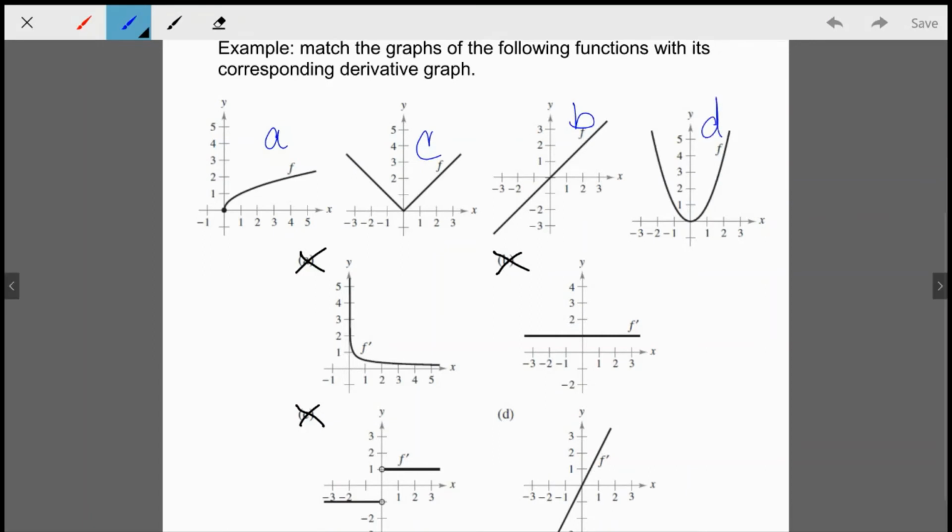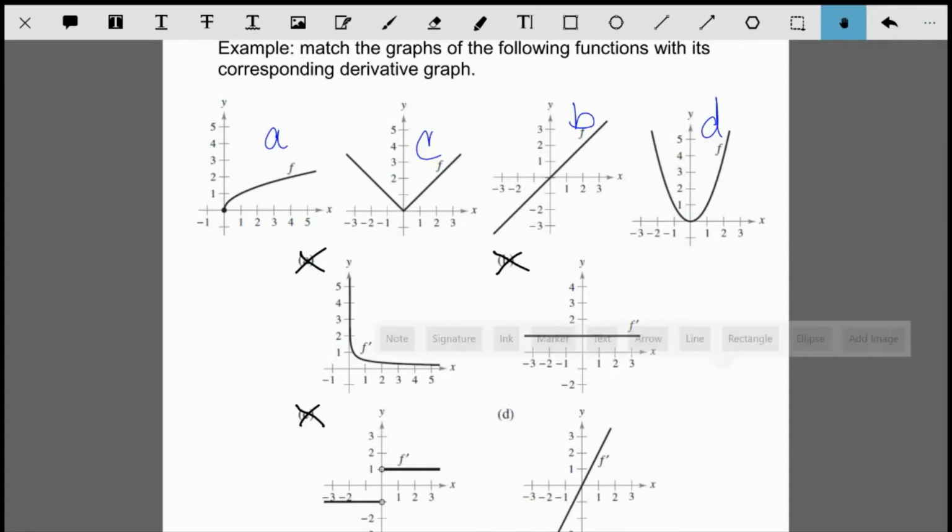But you can also look at the fact that this one has a negative slope until I get to 0, and then a positive slope after. And you can see that same behavior at graph D. Okay, so that's kind of the main idea when you're matching these things up. You can look for places where you have 0 slopes. You can look at increasing and decreasing. But really what you're wanting to think about is, how does the derivative graph relate to the graph of the original function?